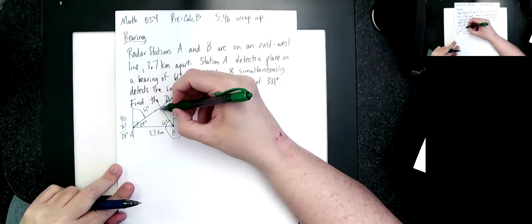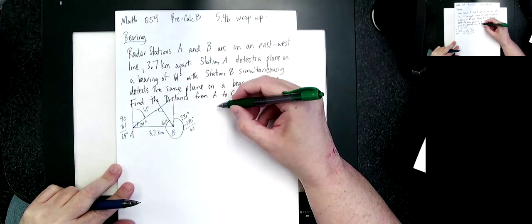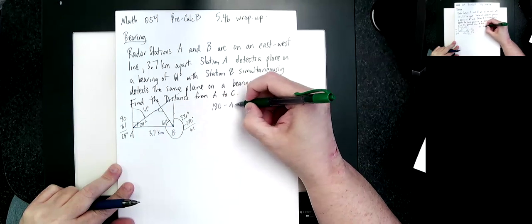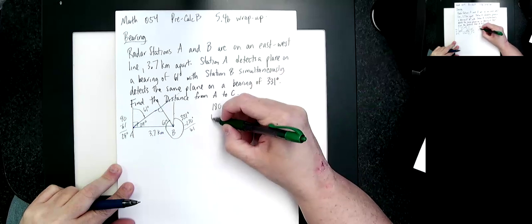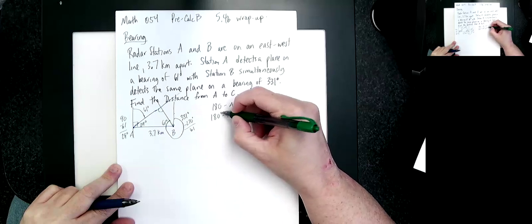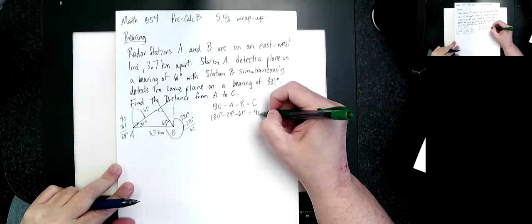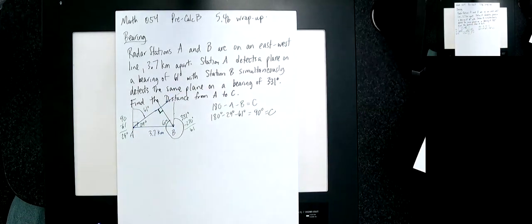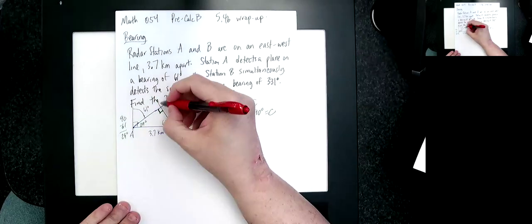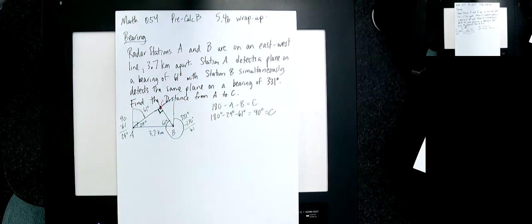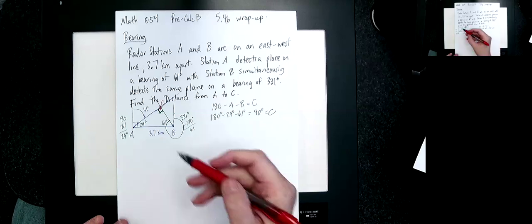And I can find this angle right here if I do 180 minus those two. 180 minus A and B equals C. 180 minus 29 minus 61 equals 90 degrees, which is C. So this is actually a right triangle. And this is point C up here. So we wanted to find the distance from A to C.